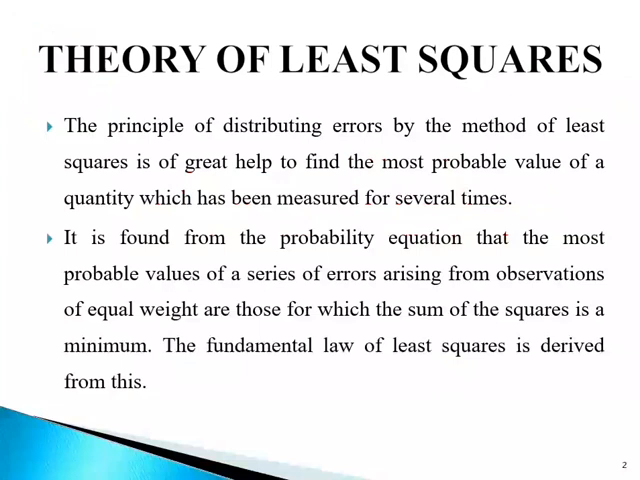The principle of distributing errors by the method of least squares is of great help to find the most probable value of a quantity which has been measured several times. It is found from the probability equation that the most probable values of a series of errors arising from observations of equal weights are those for which the sum of the squares is a minimum. The fundamental law of least squares is derived from this.